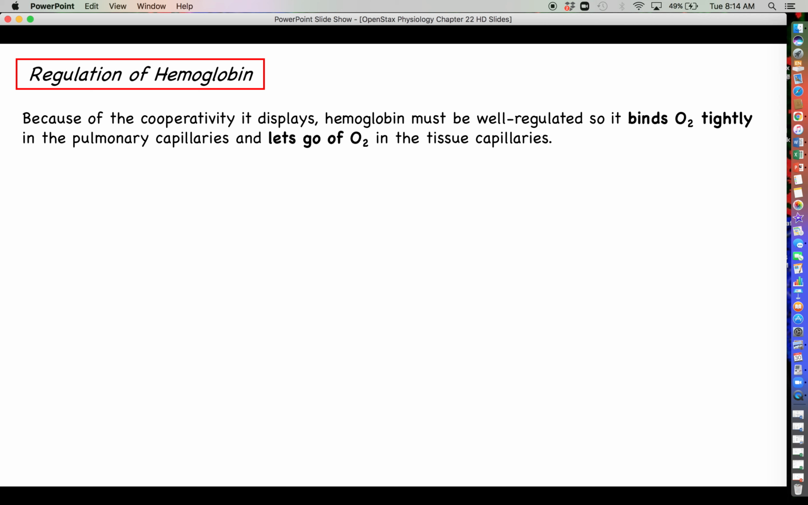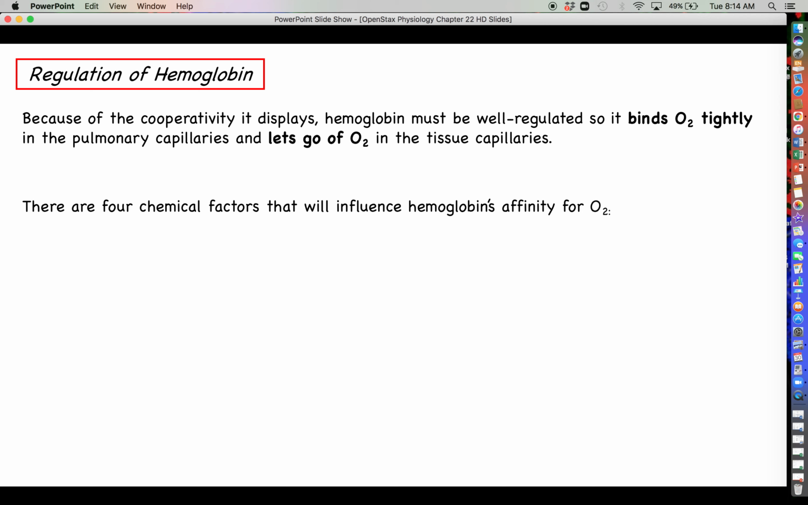And then it needs to be able to lose affinity in the systemic capillaries so it can let go of oxygen to deliver it to the tissues. Now, let's talk a little bit about why this works out so perfectly.